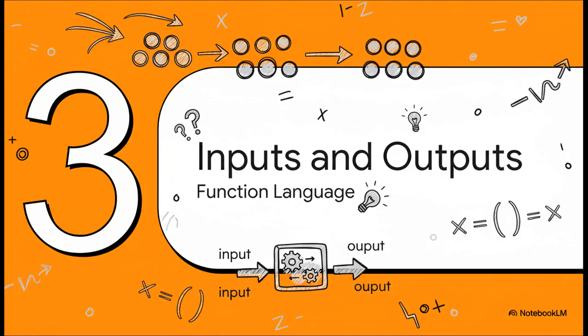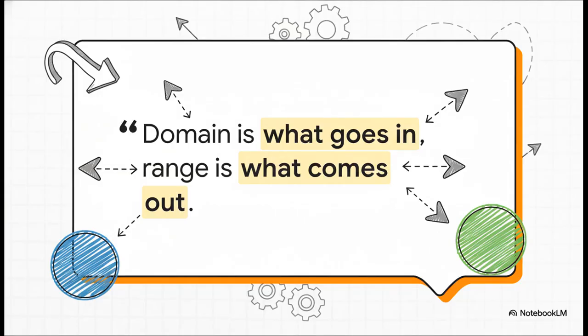Okay, awesome. I think we've got the main idea down. Now let's talk about the language, because mathematicians have some specific words for inputs and outputs. But don't worry, I promise they're way simpler than they sound. I actually found this great quote from a user on Reddit, and it's just perfect. It cuts right through all the jargon. Ready? Domain is what goes in, range is what comes out. That's it. Let's just burn that into our brains for a second. It is the absolute simplest way to remember these terms.